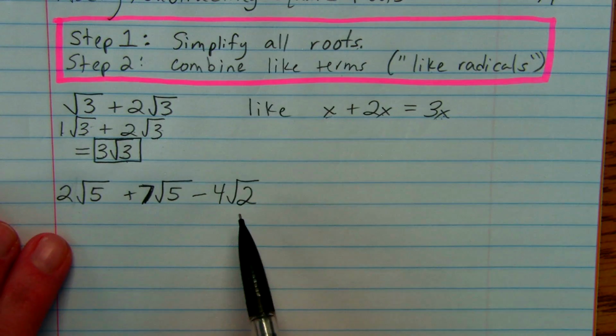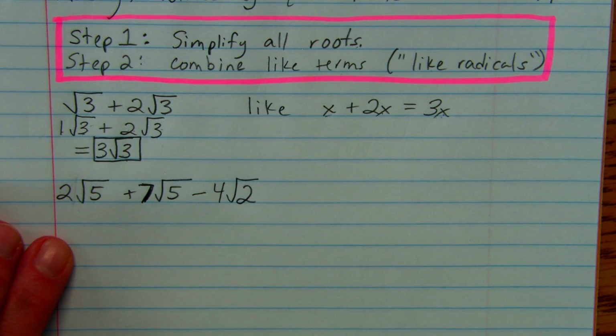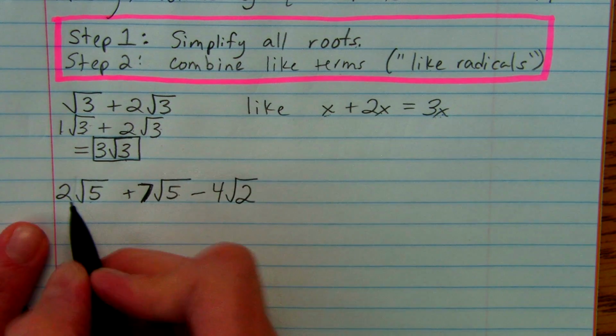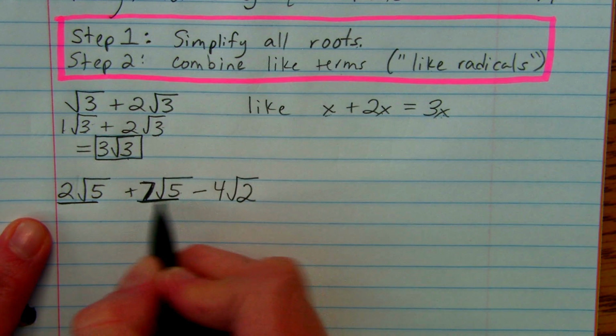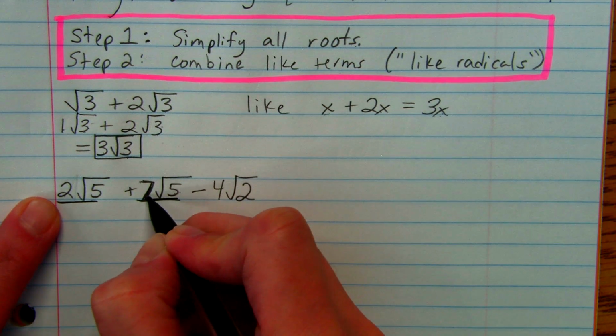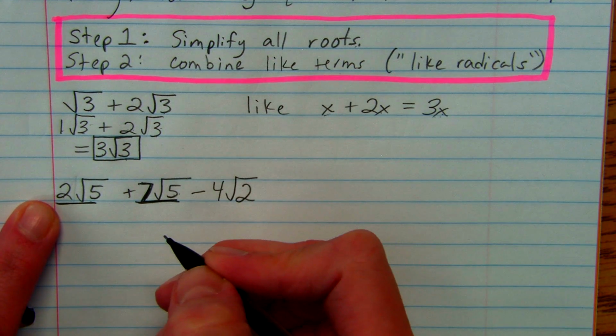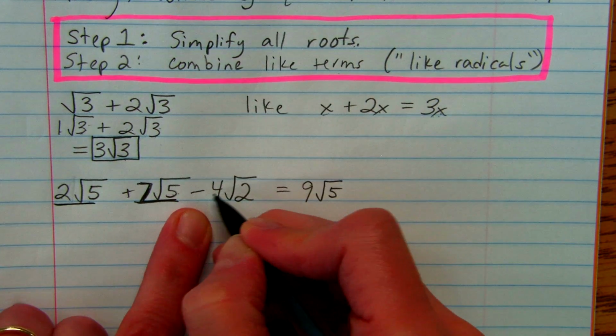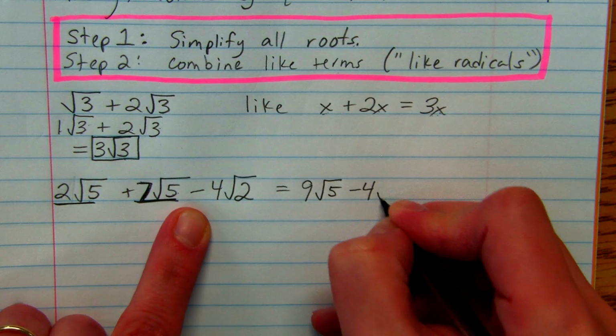So write this problem down, and I want you to think in your heads which terms are like terms. So basically, which ones have like radicals, like roots? The 2 and 7. Okay, so the 2 that have square roots of 5, this one and this one, would be like terms because they both have the square root of 5. So all I do is add the 2 and the 7 together. So 2 plus 7 is 9. I'm going to put that over here. So 9 radical 5.